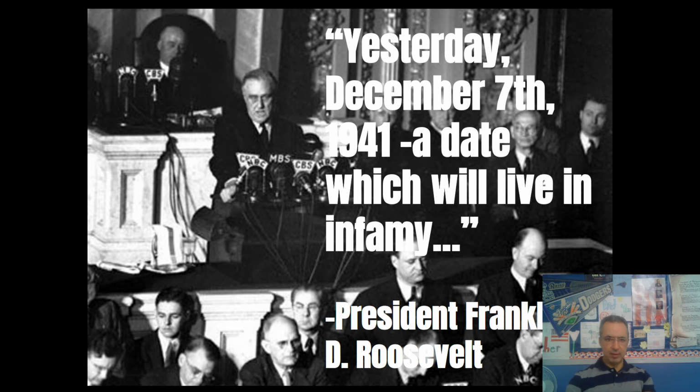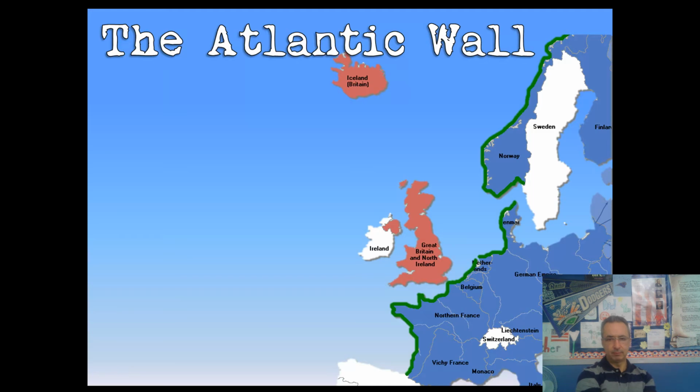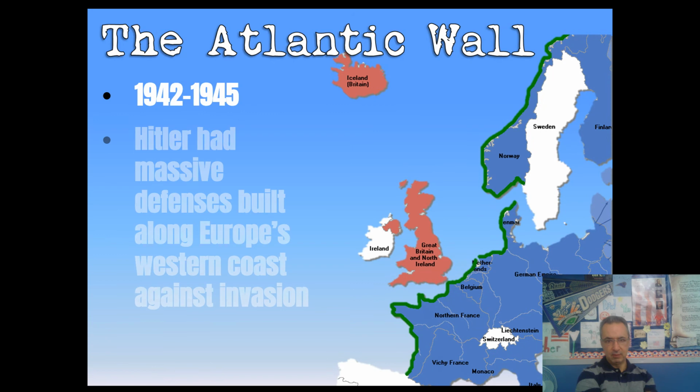There's Roosevelt giving his speech: yesterday, December 7th, 1941, a date which will live in infamy. Famous quote from Franklin Roosevelt. 1942 to 1945, Hitler had massive defenses built along Europe's western coast against invasion. You can see the green area there. That's where he built up the western coast wall there in Western Europe.